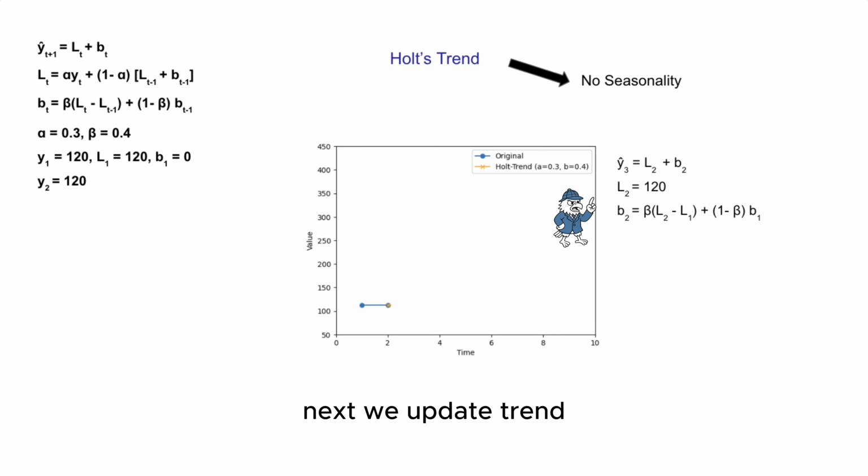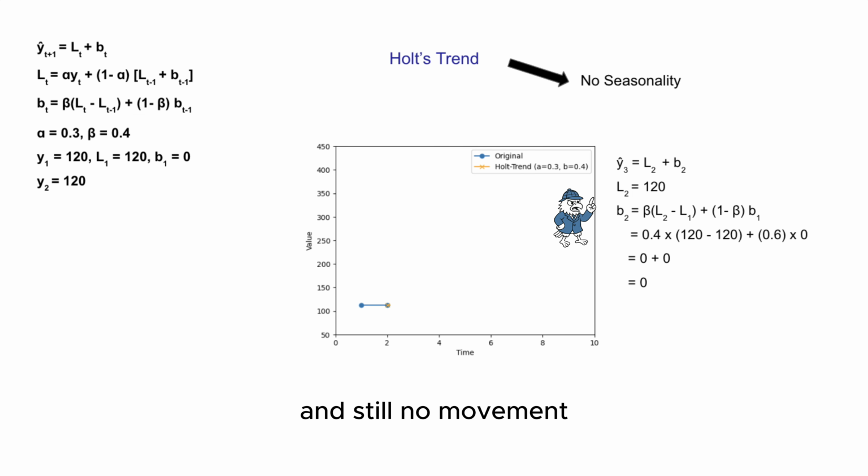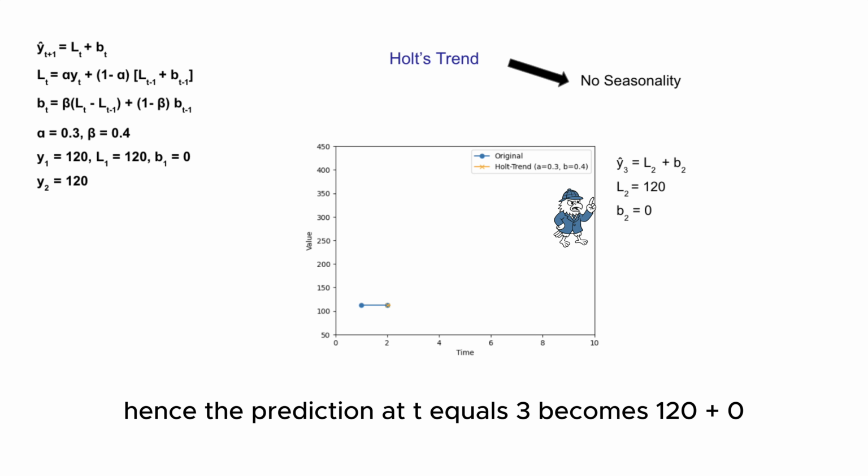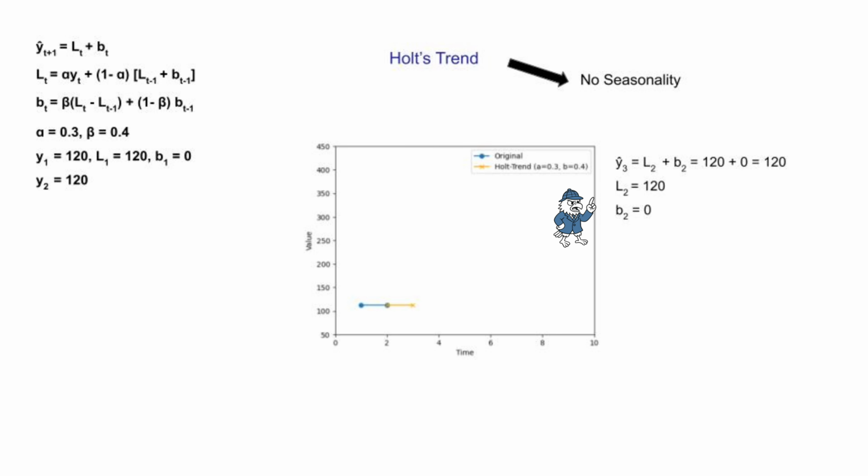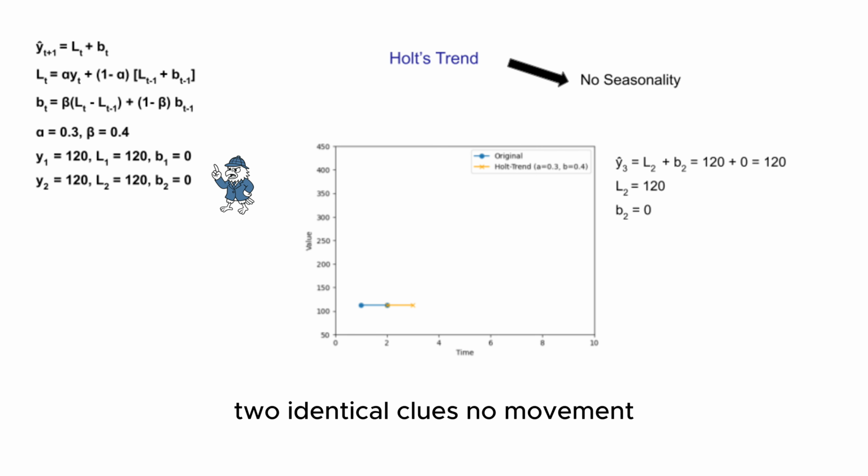Next, we update trend, and still no movement. The detective says, nothing is changing, so speed is still 0. Hence, the prediction at t equals 3 becomes 120 plus 0. 2 identical clues, no movement, no reason to change belief, so the prediction stays exactly where it is.